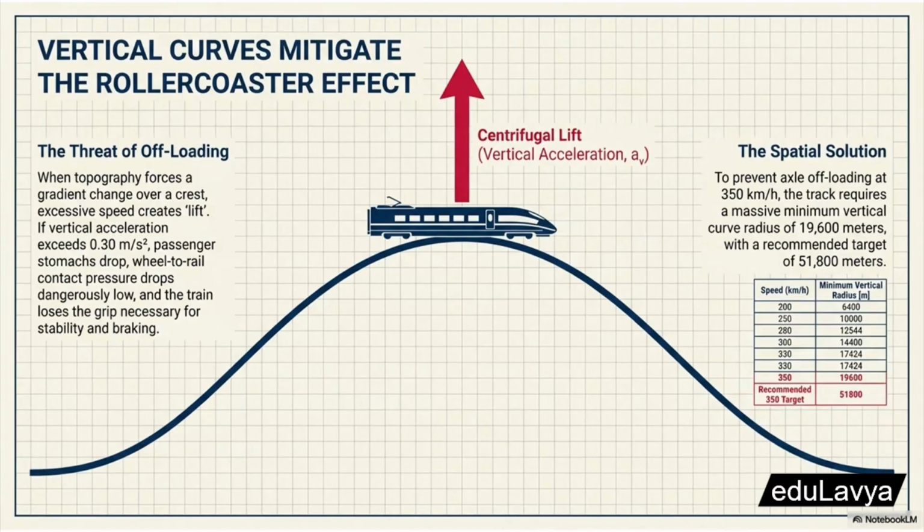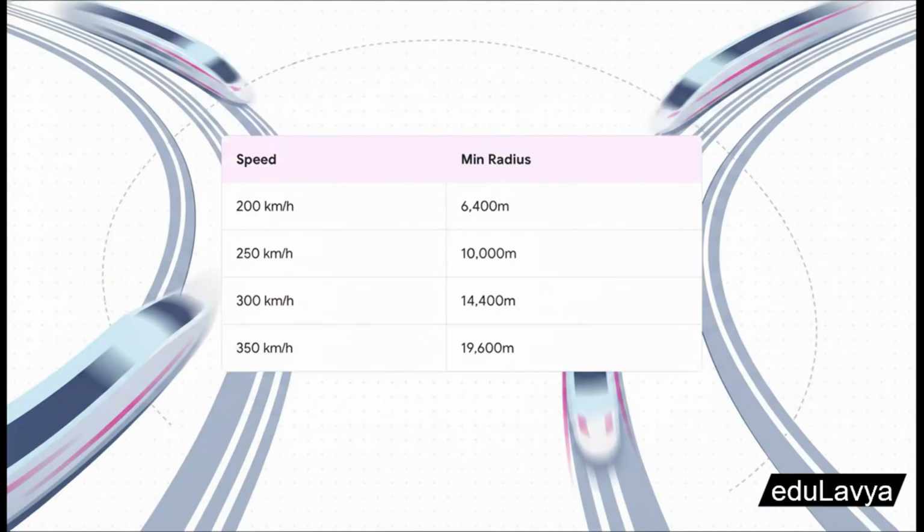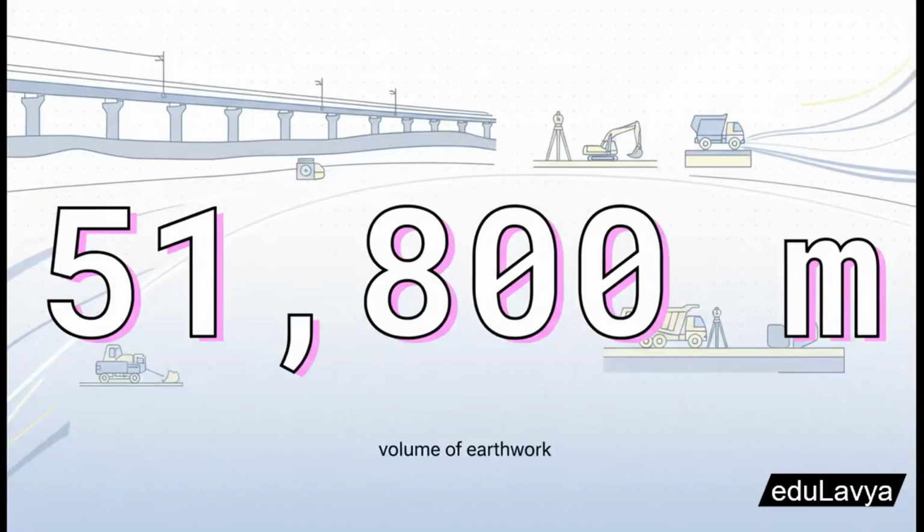And watch how rapidly these engineering requirements scale up as the speed increases. Because kinetic energy scales with the square of velocity, the math gets exponential really quickly. At 200 kilometers per hour, the absolute minimum vertical curve radius is a pretty manageable 6,400 meters. But as soon as that target speed hits 350 kilometers per hour, that minimum radius required just to keep the train safely glued to the track jumps to a massive 19,600 meters. But honestly, bare minimums just do not cut it when we're talking about optimal passenger comfort and minimizing long-term structural wear and tear on the track.